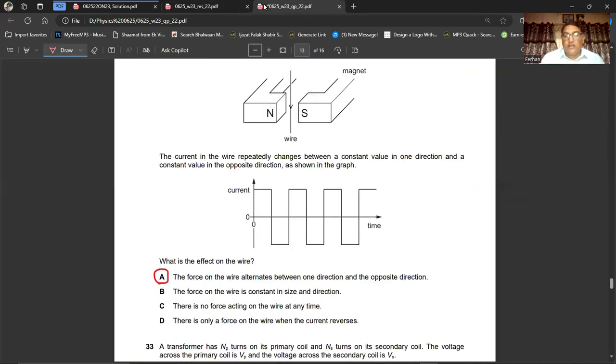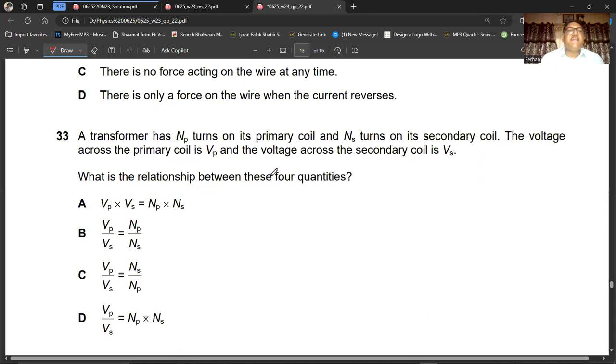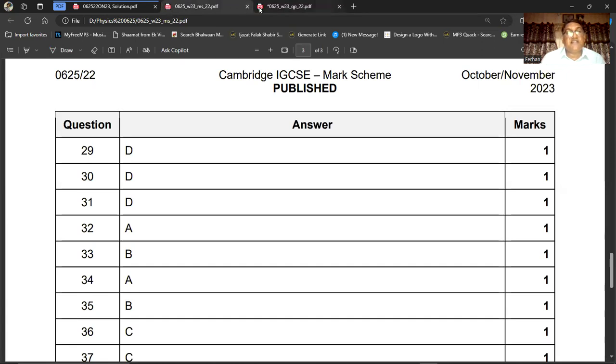Okay. Now we are going to the next part. This is question number 33. It says a transformer has NP turns on its primary coil and NS turns on its secondary coil. The voltage across the primary coil is Vp and the voltage across the secondary coil is Vs. What is the relationship between these four quantities? It's very simple. Vp by Vs is equal to Np by Ns. It's a famous formula. So B is the option, sir. Question number 33, B is the option.